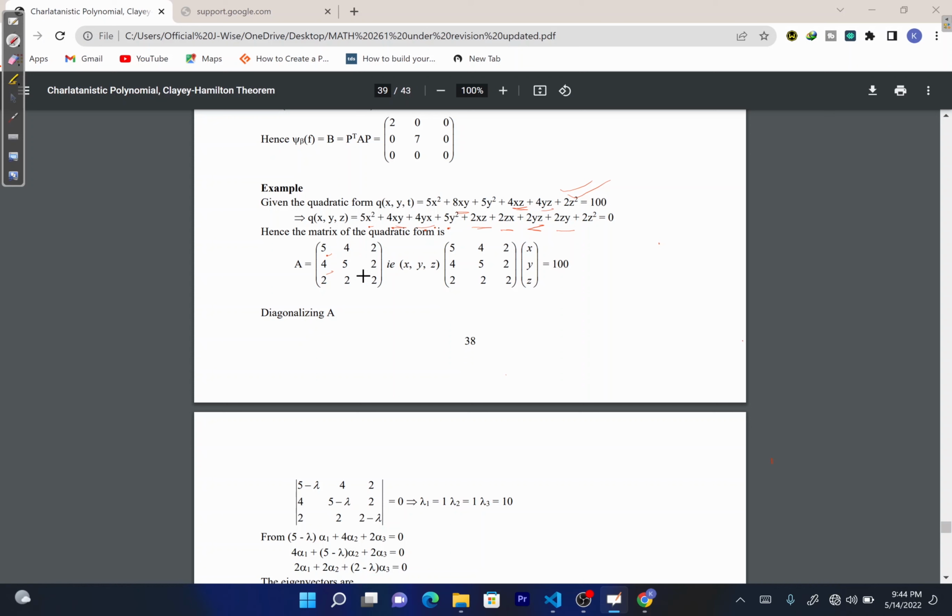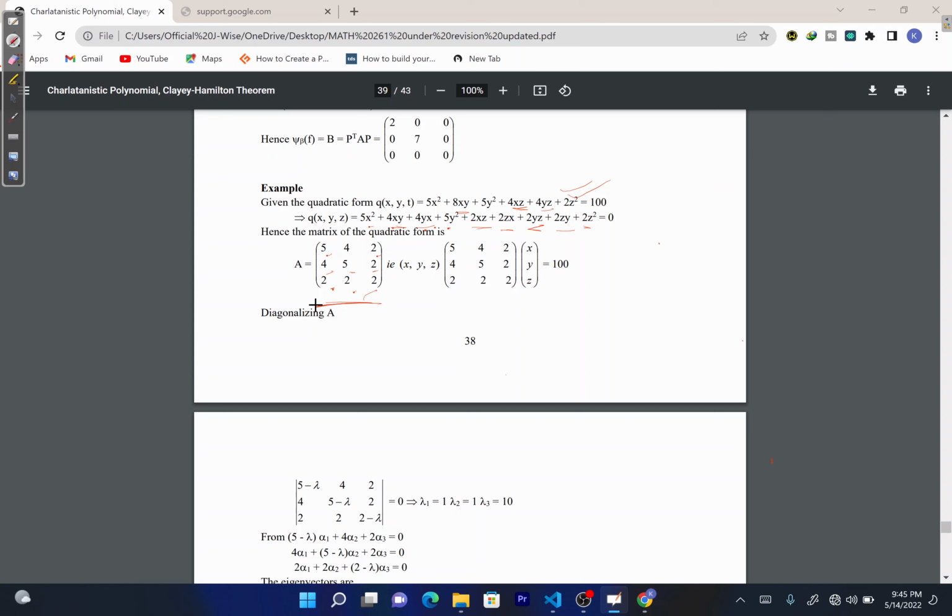Row 2 column 2, that's 5. Row 1 column 3, that is 2. Row 3 column 1, also 2. Then row 2 column 3, 2. Then row 3 column 2, also 2. Then row 3 column 3, 2. So this is our symmetric matrix A.